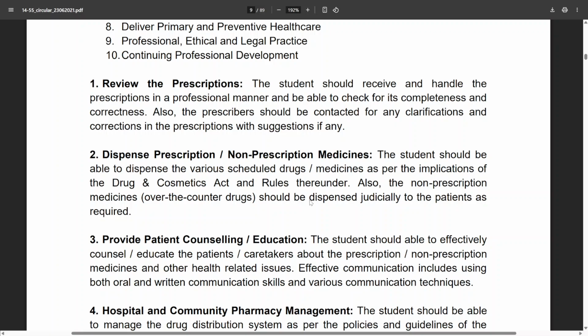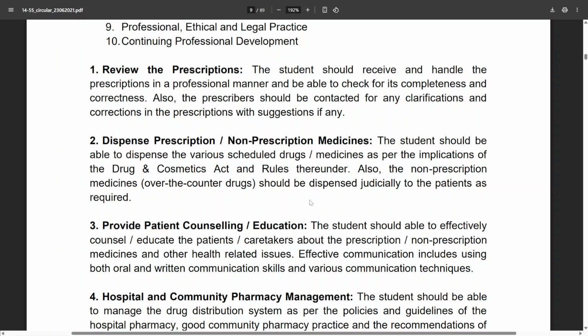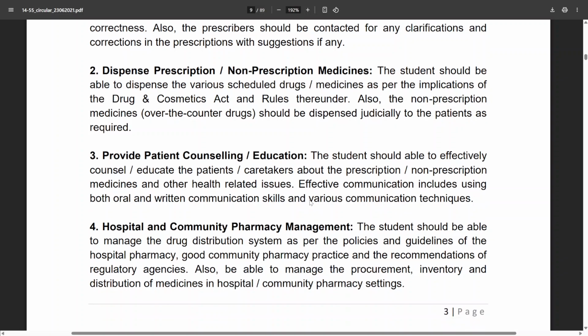But you'll have to make sure that the prescription is dispensed correctly. So dispense prescriptions and non-prescription medicines. The student should be able to dispense the various scheduled drugs and medicines as per the implications of the Drug and Cosmetic Act and rules thereunder. Also, the non-prescription medicines, over-the-counter medicines or drugs should be dispensed judiciously to the patients as required, right? Definitely you have to follow the rules and regulations.